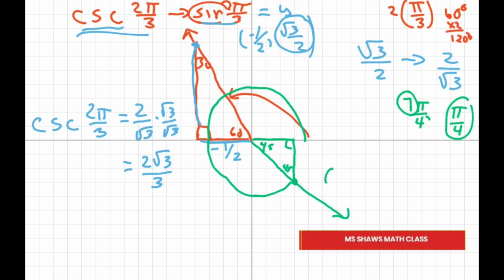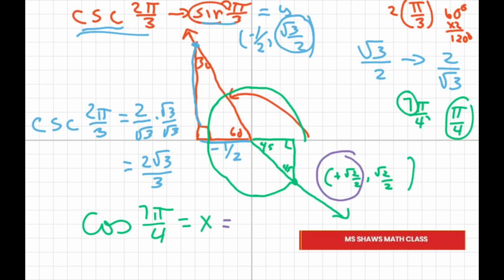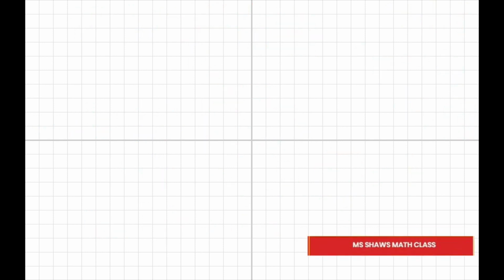And I know that point there is positive square root of 2 over 2 and negative square root of 2 over 2. Since we're doing cosine of 7 pi over 4, I know that equals my x, which is the square root of 2 over 2. All right, now let's do some more.